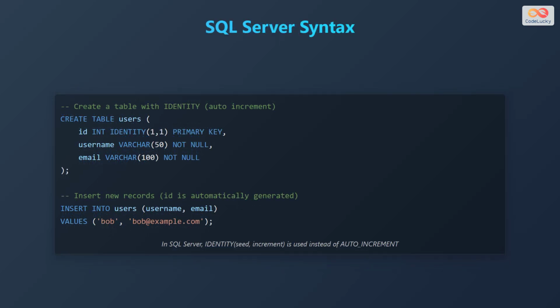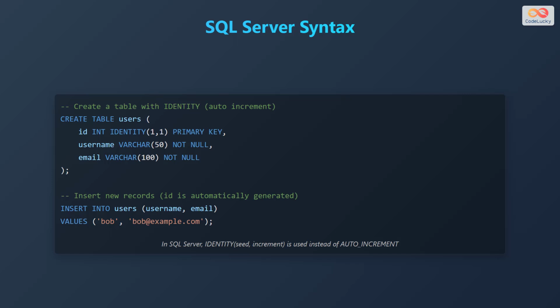Let's explore how to use auto increment in SQL Server. Here's the syntax for creating a table with identity auto increment. You can use the create table statement followed by the table name, in this case users. Then define the columns including ID of integer data type, specify identity 1,1 and primary key. Include other columns like username of varchar data type of length 50, specify not null. Email of varchar data type of length 100, specify not null. The identity function takes two arguments: the seed, which is the starting value, and the increment, which is the amount to increment by for each new record.